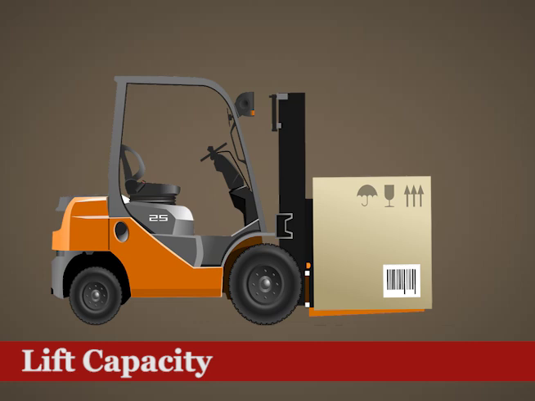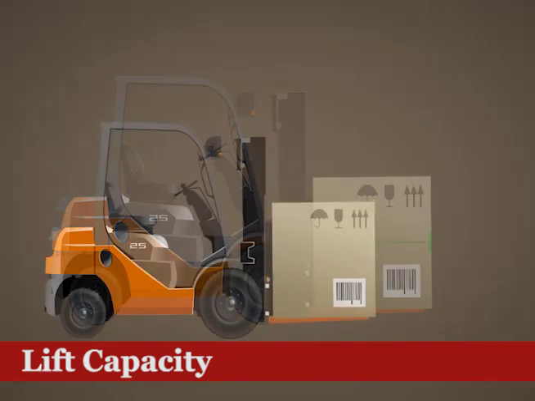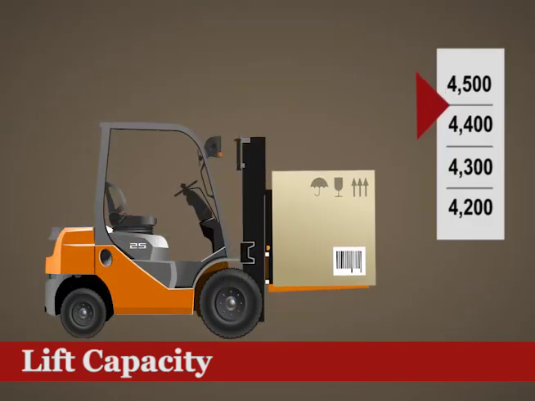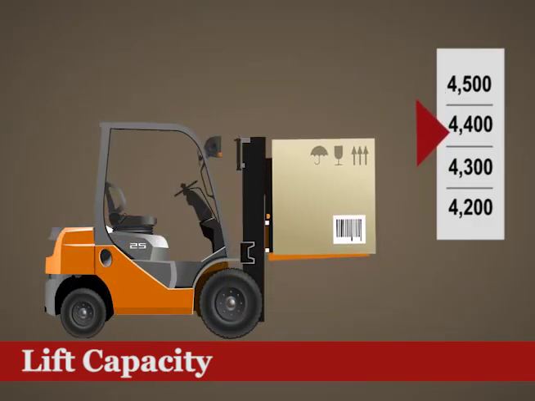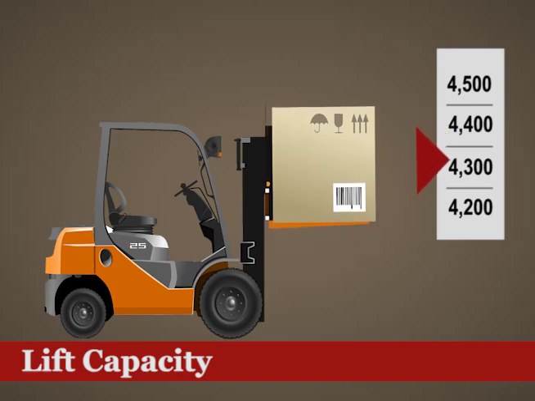The load center is the distance from the load's center of gravity to its edge. The longer the distance, the lower the capacity. Many forklift manufacturers assume a distance of 24 inches. If your load is wider than that, the capacity will be lower than what is listed on the data plate. The height of the mast is the distance the load is lifted into the air. The higher it is lifted, the lower the capacity.